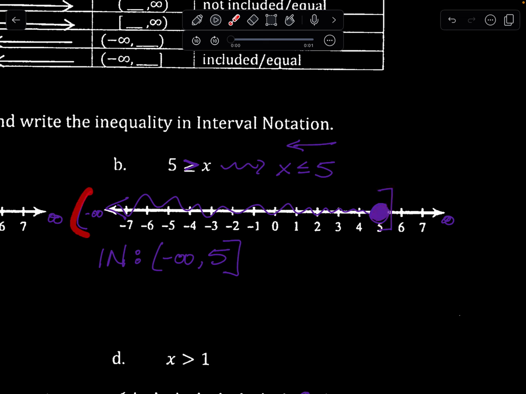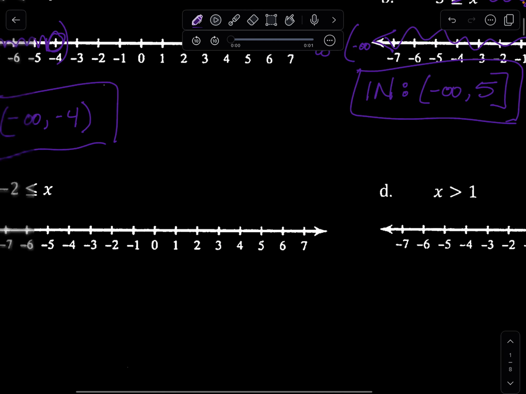And as you can see, our interval notation is just our number line. Parenthesis, negative infinity is going to go right there, 5 is going to go right there, and then our bracket is going to go right there, okay? And our answer ends up being negative infinity to 5 with the parenthesis and a bracket, okay?